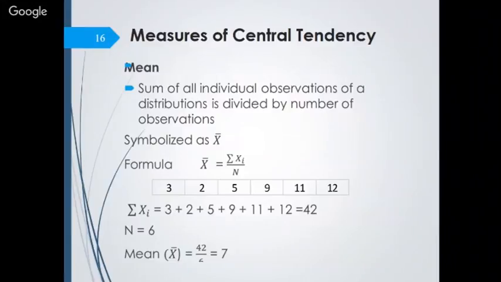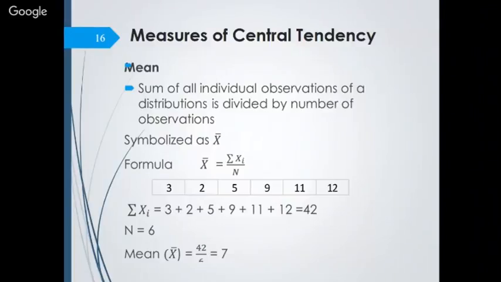Next measure of central tendency is mean. Mean is the most widely used measure of central tendency. It is calculated by summing up all the observations of a distribution and dividing by the total number of observations in that distribution. Symbolically, x bar indicates the mean. The formula is x bar is equal to sigma xi by n, where sigma xi is the sum of all the observations, and n is the total number of observations.